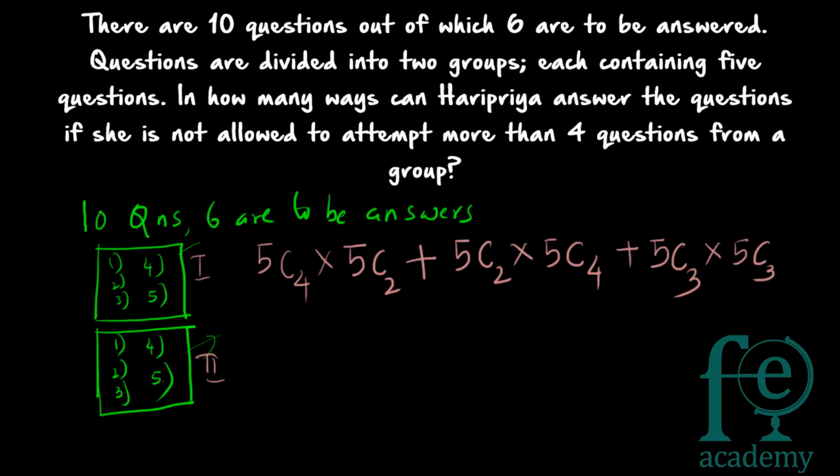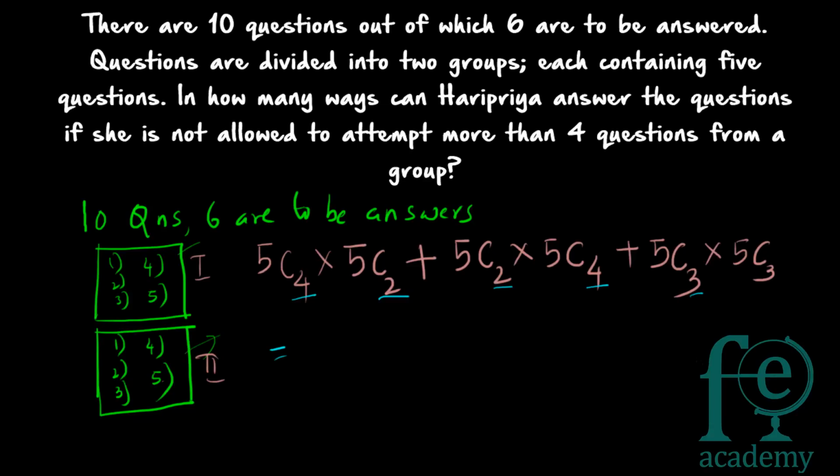There are only 5 questions in each group and she has to answer 6 questions in total, and she is not allowed to attempt more than 4 questions from a group. So these are the 3 different possibilities: 4 questions from the first group and 2 questions from the second group, or 2 questions from the first group and 4 questions from the second group, or 3 questions from the first group and 3 questions from the second group. Now the only thing is to solve this.